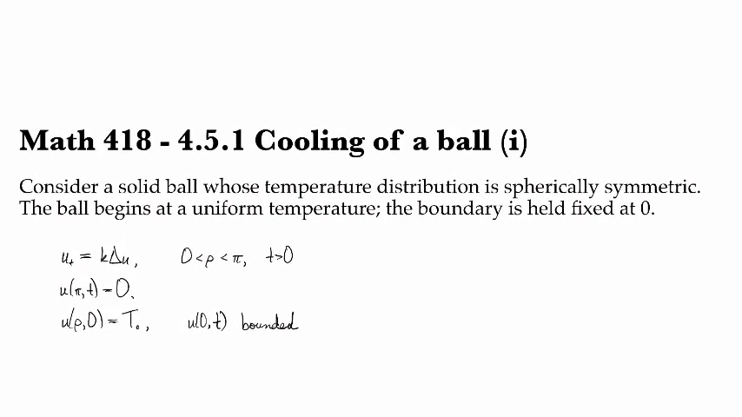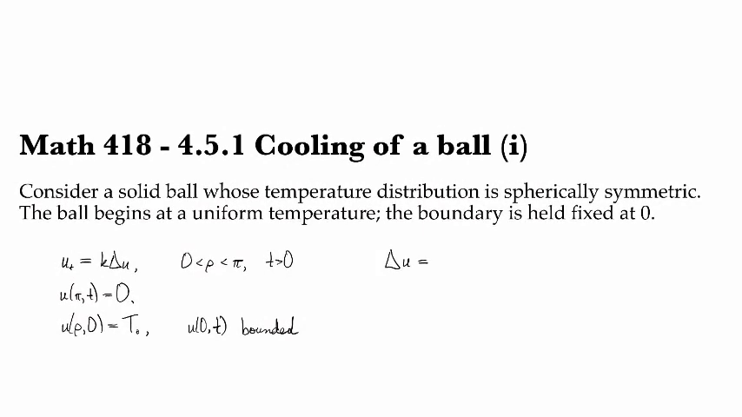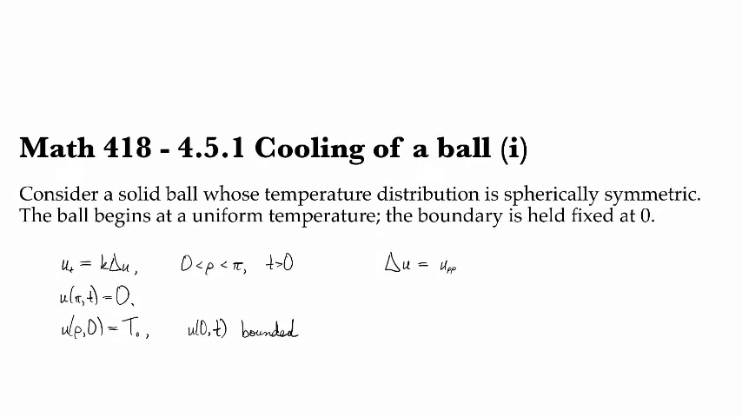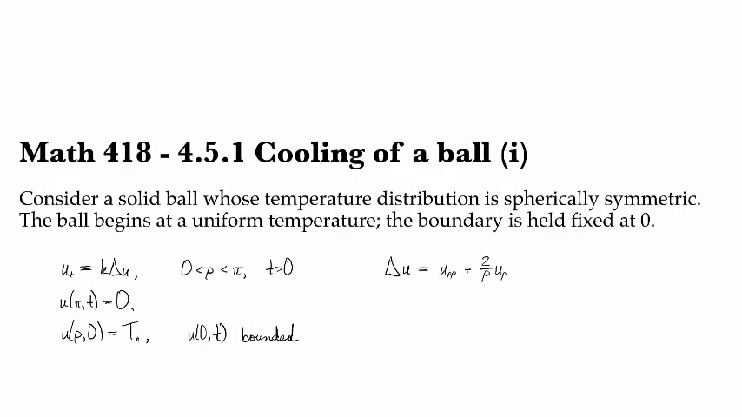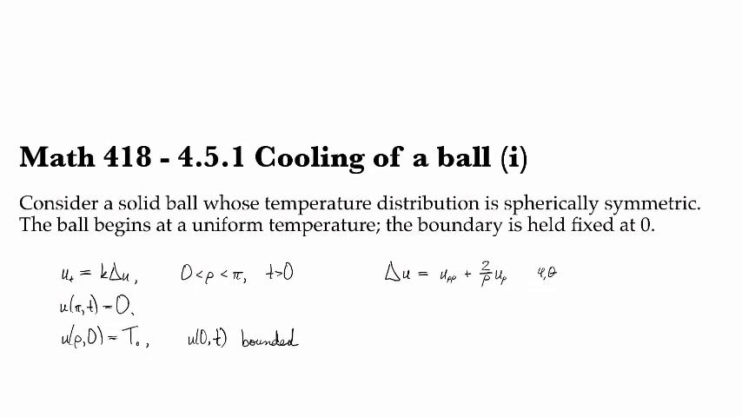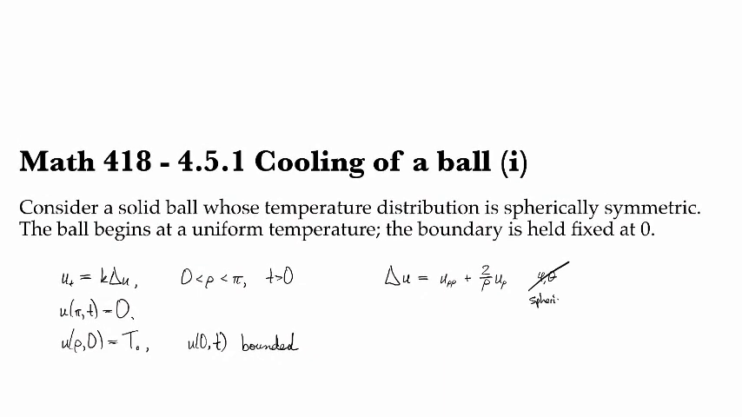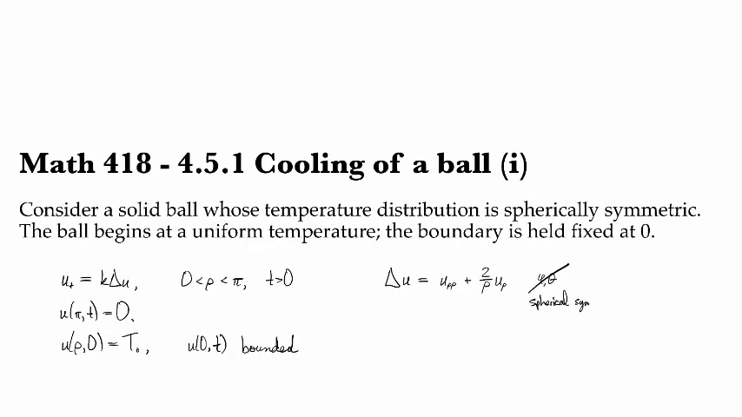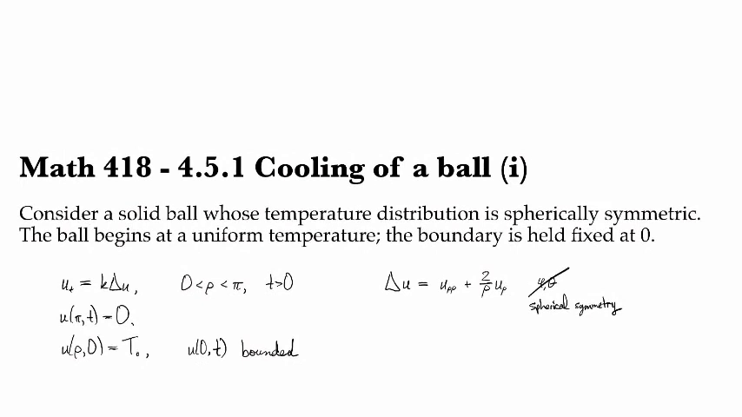In this context, again, the Laplacian of u is going to be u_rho rho plus 2 over rho u sub rho, and the phi and theta terms don't show up because of the spherical symmetry. That's what spherical symmetry means: it depends on nothing but radius.